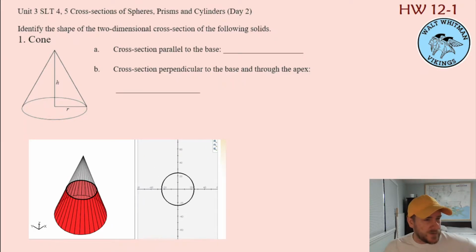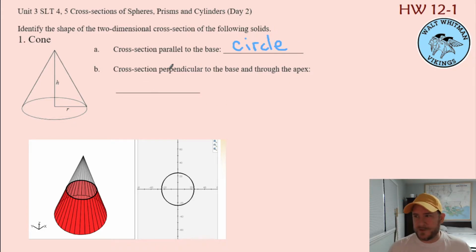And so we talked about how, in the last homework, when you slice parallel to the base, you're always getting a cross section that is similar to the base. Remember, similar means exact same shape, just a different size. So we're getting a circle. And that's it. We could fill that in now. So we know that as long as we slice parallel to the base, we get the same shape as the base, which is a circle.